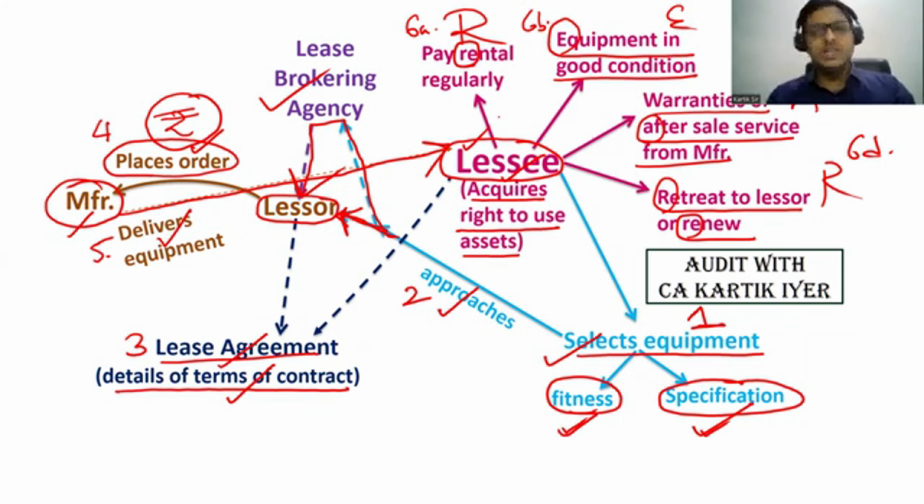Lessee का यहाँ पे 4 काम है. First is he has to pay the rental regularly. He has to keep the equipment in good condition. Lessee can take the warranties and or after sales service from the manufacturer. And finally, the asset after the period is over will return to the lessor, or there will be renewal of the agreement. Okay, that is basically how the lease transaction in terms of finance lease works. उसके जो steps है वो ये है. Okay, that is called modalities of finance lease.